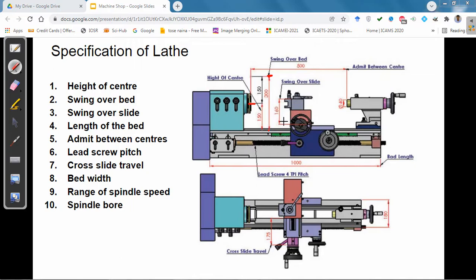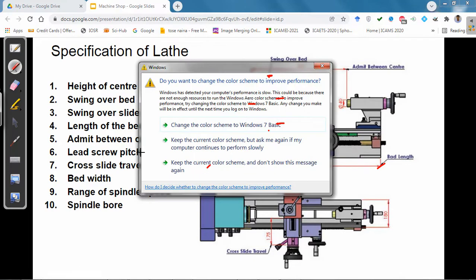Swing over slide. So this particular distance is swing over slide. This is also another very important specification. Then the length of the bed. Definitely the length of the bed, as you can see, this is the distance. Length of the bed is another important specification. Then admit between centers. So the maximum distance between the centers is again another very important specification.